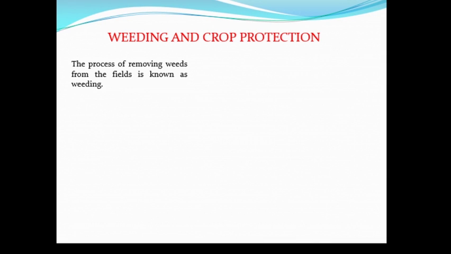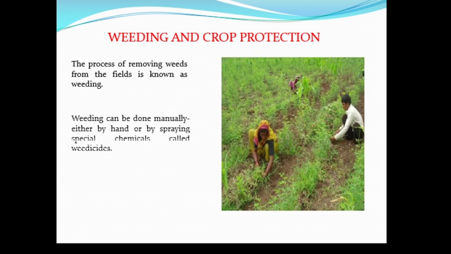Weeding and crop protection. The process of removing weeds from the fields is known as weeding. You can see the image here. Weeding can be done manually either by hand or by spraying special chemicals called weedicides. Sometimes undesirable plants called weeds grow along with the crop. It is important to remove these weeds, otherwise they can harm the main crops.